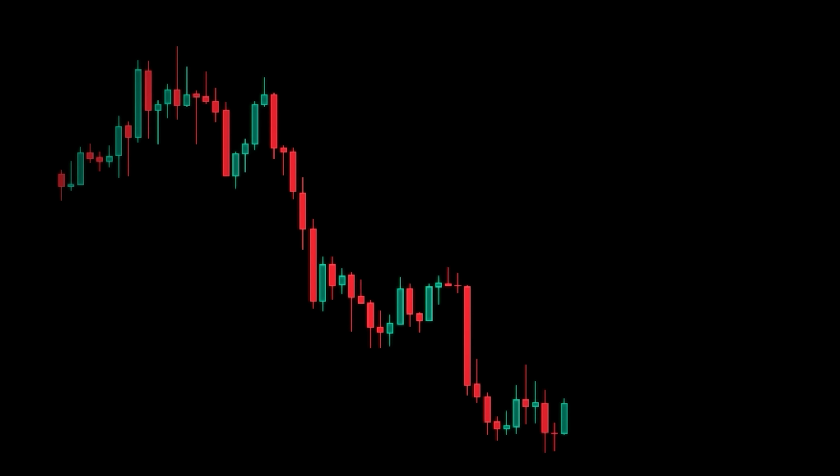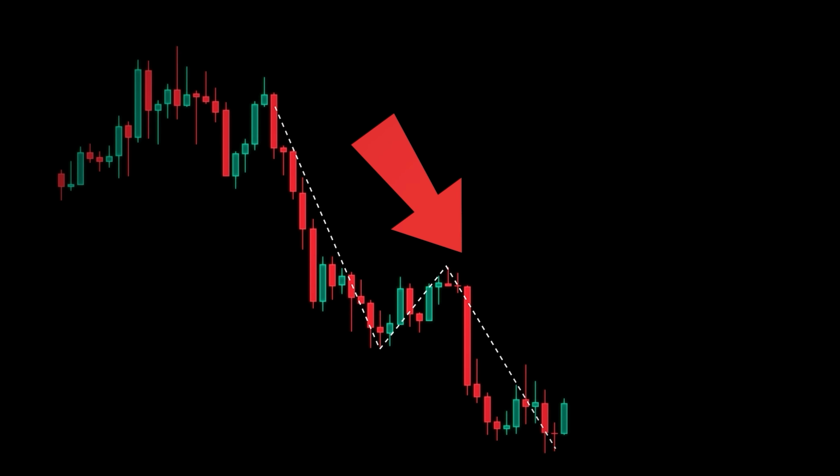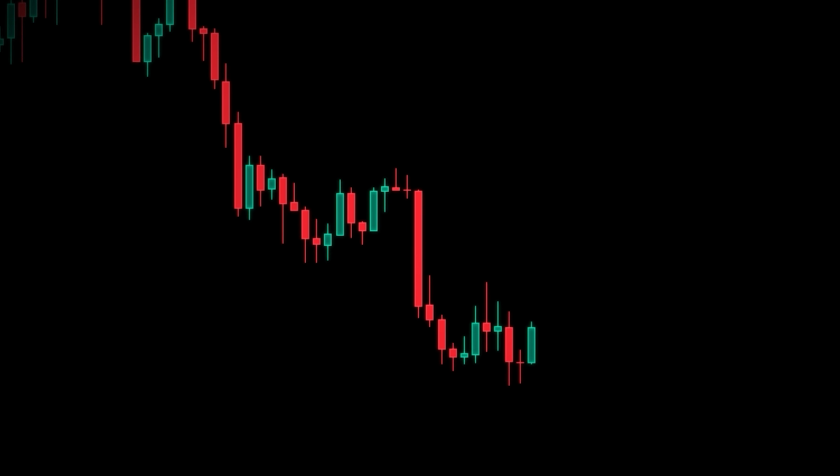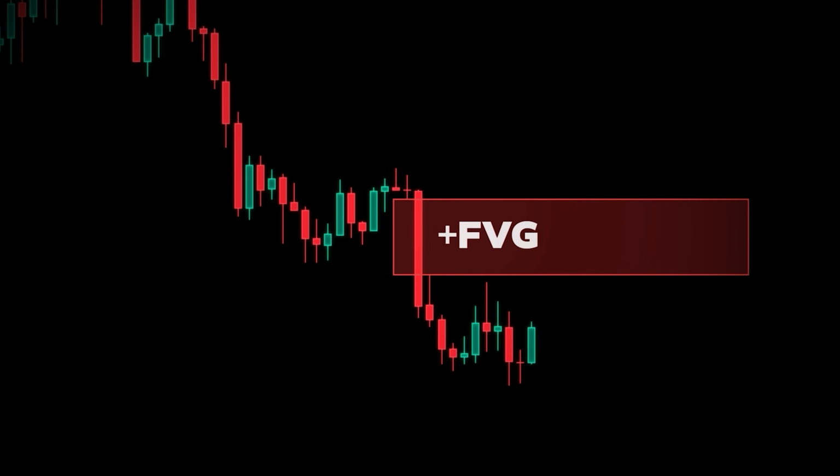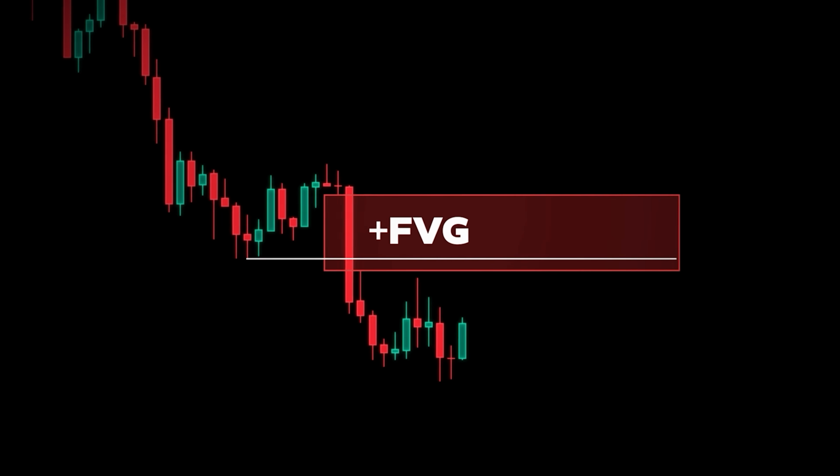Now let me give you an example in a bearish market. We can see that here as price is making lower highs and lower lows consecutively. And here it has created a large fair value gap, leaving behind an inefficiency. So price, we know, will likely come back to fill it.